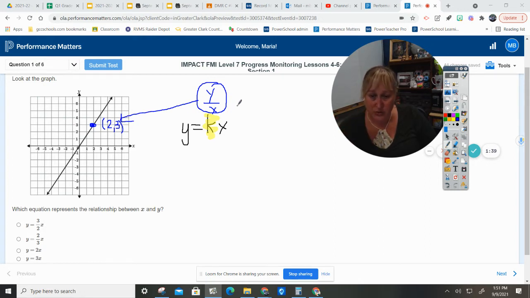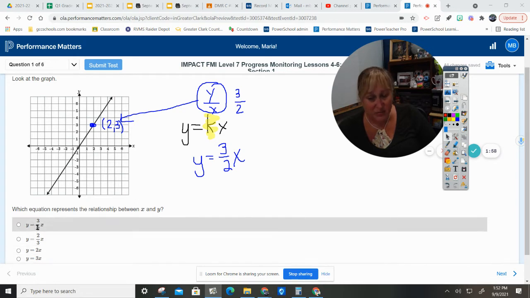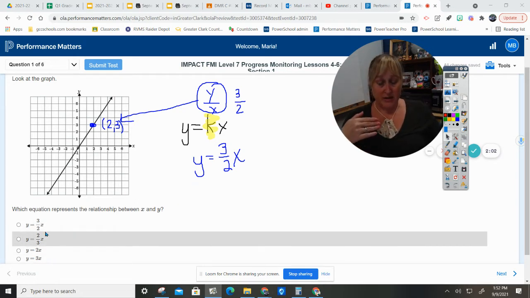So 2 is the x, 3 is the y. So I'm going to substitute that in for k. Y equals 3 over 2x. Now, I could look down here and try to figure out which one it is. They give me plenty of ways to be wrong. So I want to make sure that I'm right. I tell you the mistake that I make is I get them upside down.